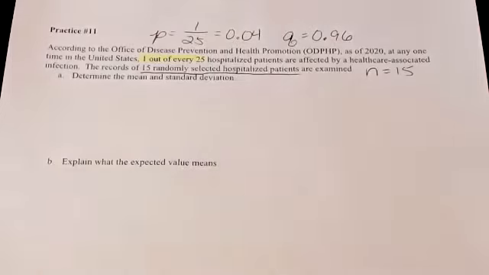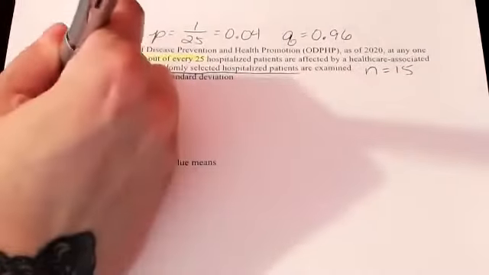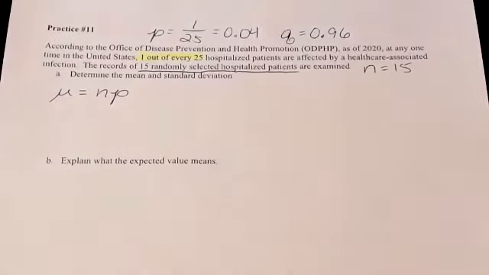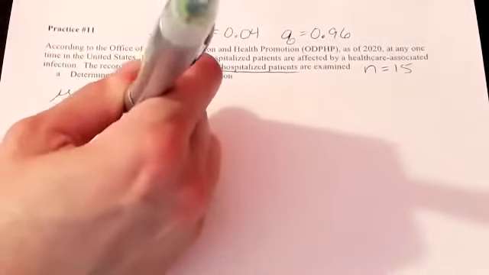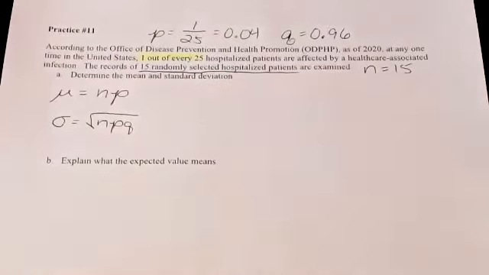Good. We're going to determine the mean and the standard deviation. We know that the mean is calculated by taking N and multiplying it by the probability of success. And you know that the standard deviation is found by taking the square root of N times P times Q. Go ahead and calculate both the mean and the standard deviation. When you have both of those values, please share them.